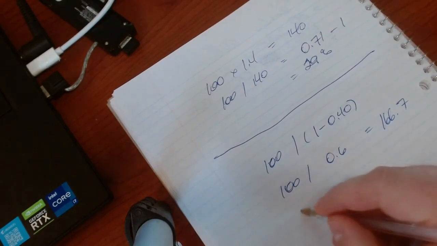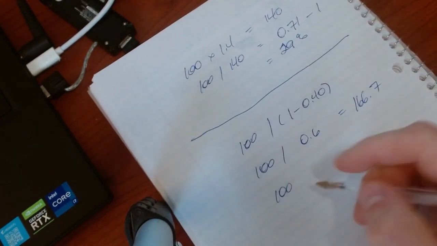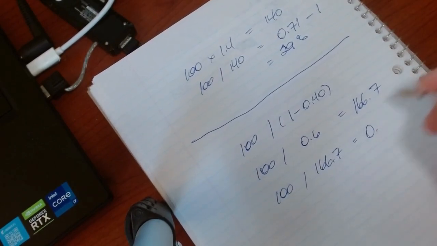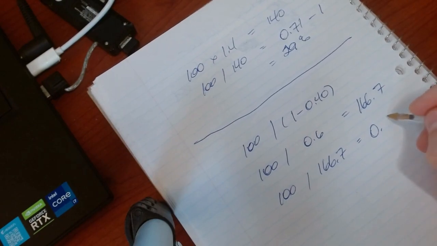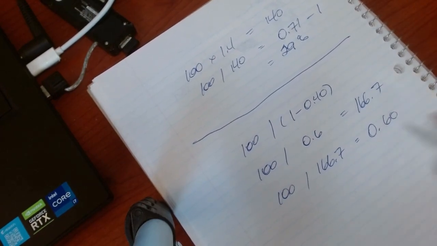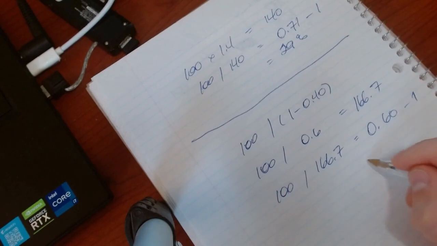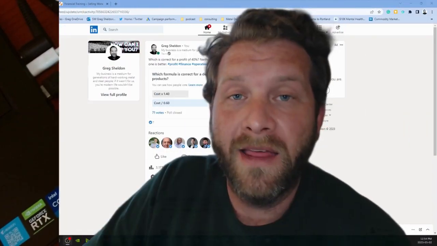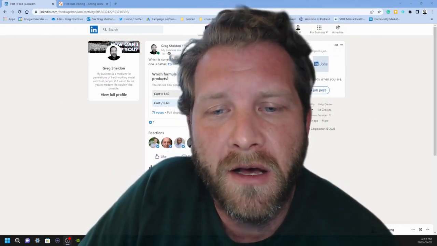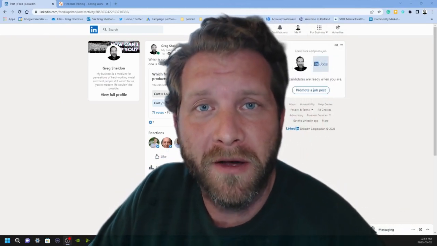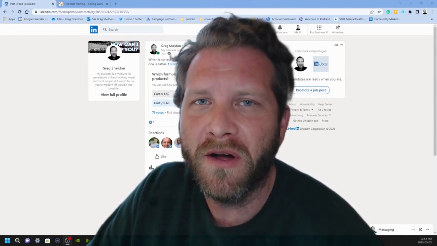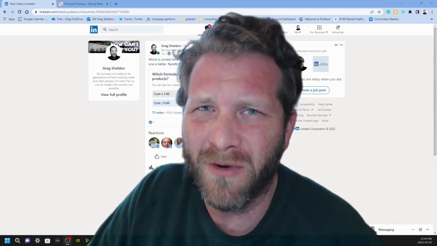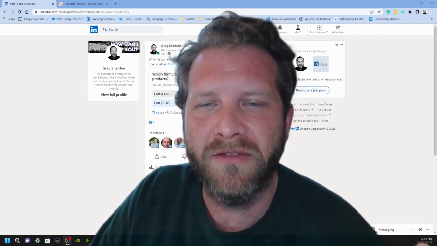So let's work it backwards like we did the other one. 100 divided by 166.7 gives us 0.59, but we're going to round it because that's the way we do things, which gives us 0.4, otherwise known as 40%. And that is the simple case of margin versus markup. Nobody's wrong, it's just how we've been taught, and sometimes what we get taught is wrong, and I was taught wrong too. But that's okay. We all have things to learn.